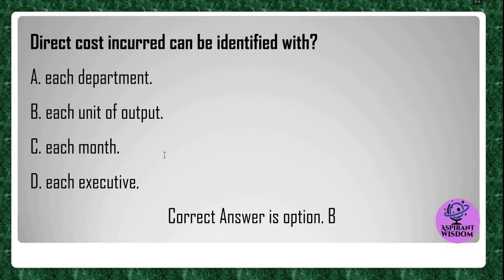Direct cost incurred can be identified with A. Each department. B. Each unit of output. C. Each month. D. Each executive. Correct answer is option B.